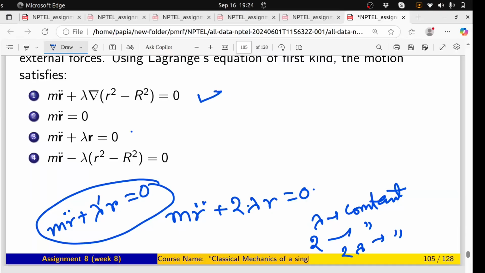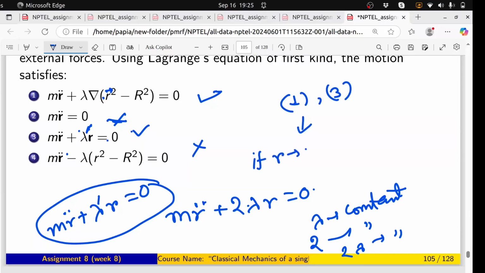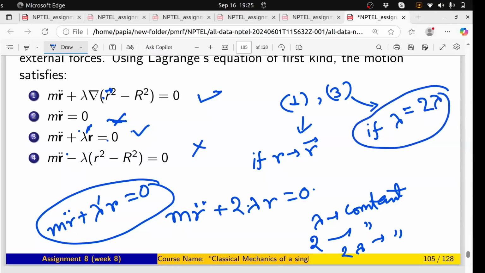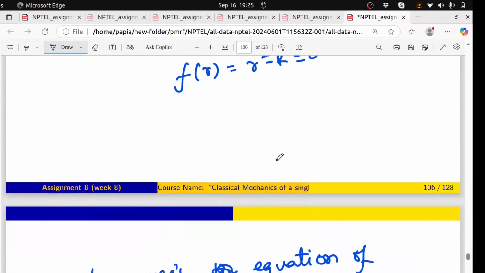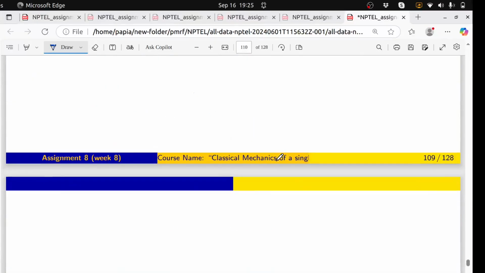m r double dot plus lambda gradient of r square minus R square. But here it will be the r square one. But if the vector condition is there, that means if it is a lambda prime, then that will be a correct option. So option 1 or option 3 is correct, but option 1, if r is r vector, and for this case, if lambda is 2 lambda. So these two conditions should be satisfied, then only equation 1 and equation 3 both will be the same one, and both will be the correct option. Okay.